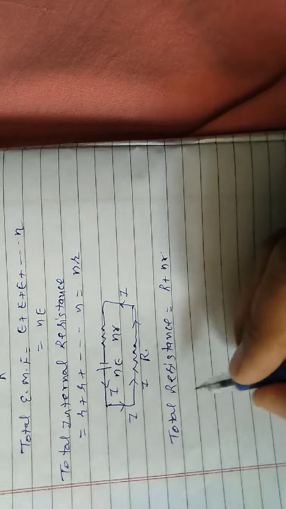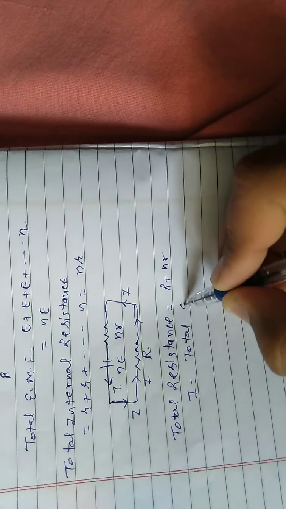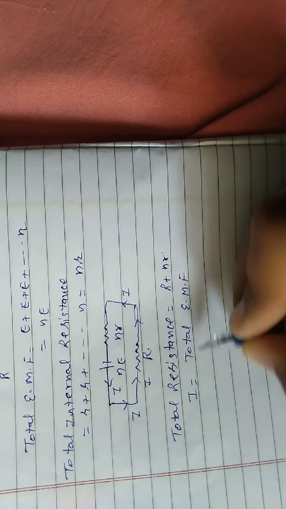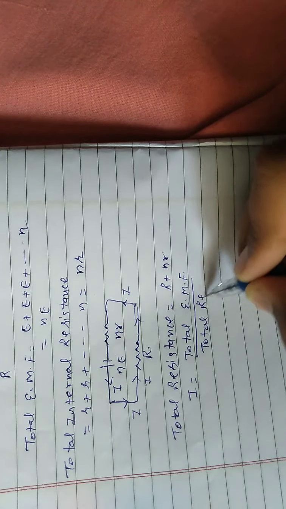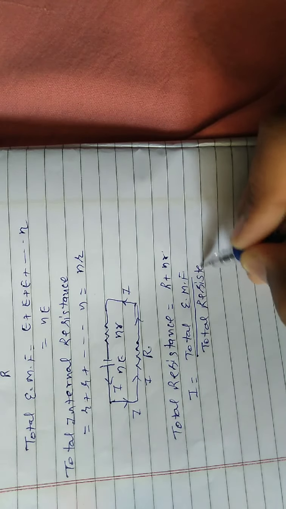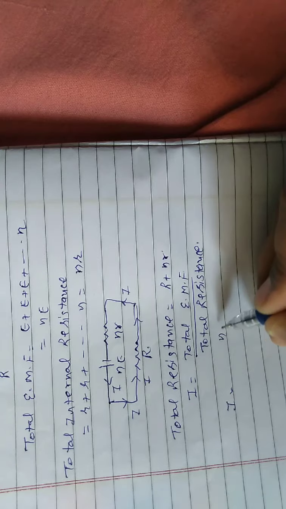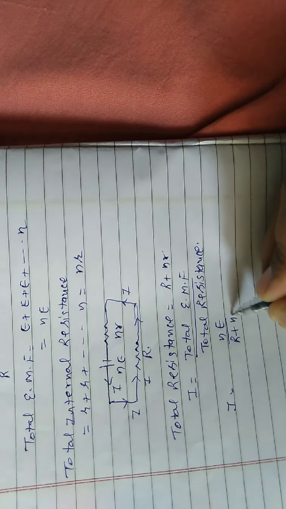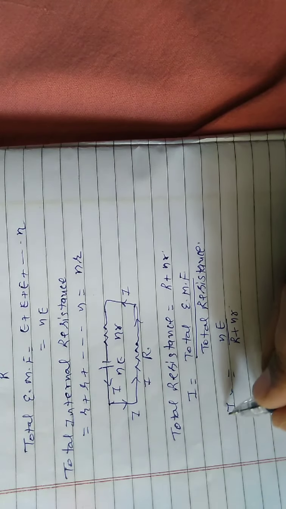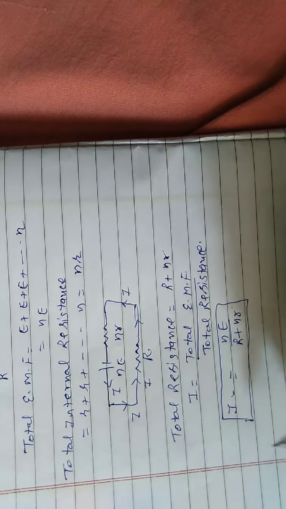According to Ohm's law, we can write current is equal to total EMF upon total resistance. So I is equal to total EMF, which is nE, upon total resistance, which is R plus nr. This is the relation for the current in series combination for identical cells.